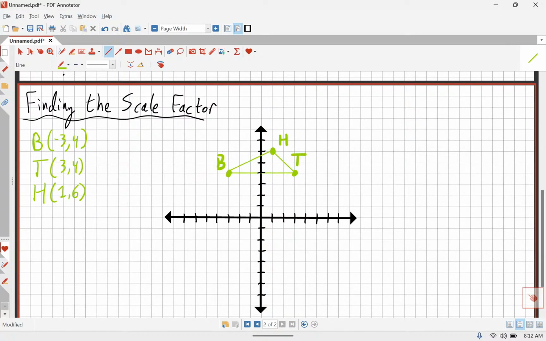There you go. There's Beth. Now I'm going to dilate Beth by a secret number that I'm not going to tell you. And what we're going to do, guys, is graph Beth prime.